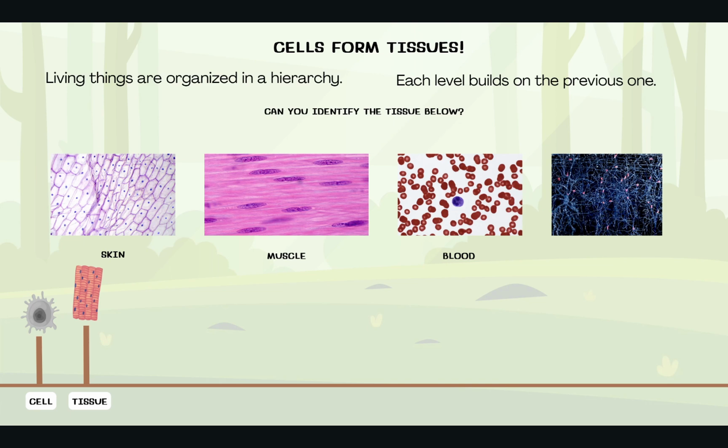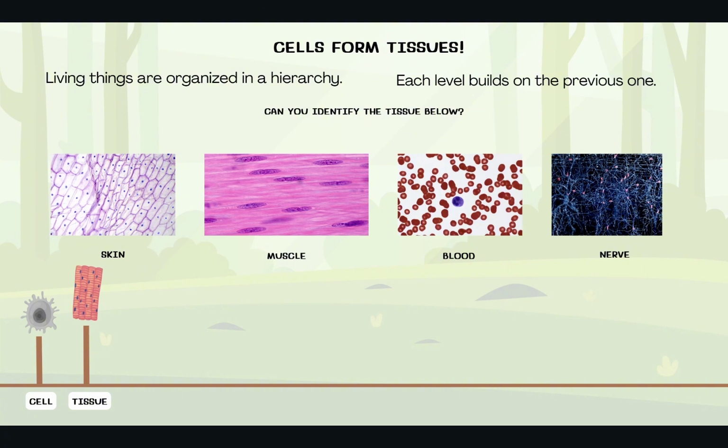Blood. That's weird to think about blood as a liquid and a tissue, right? But because it is multiple cells working together to do one thing, it is technically a tissue. Over here, I know this looks really weird. Nerve tissue, right? Looks completely different from all of the rest.